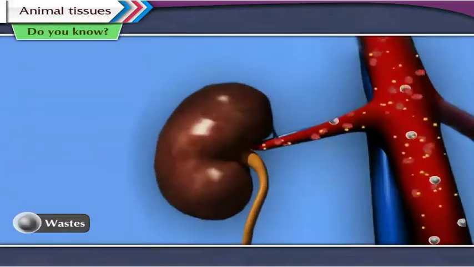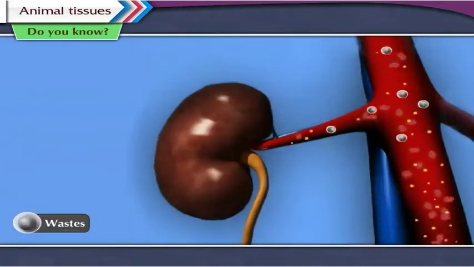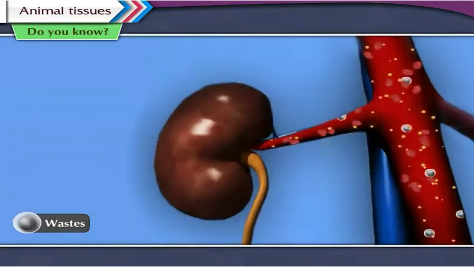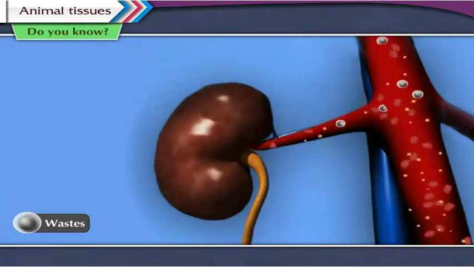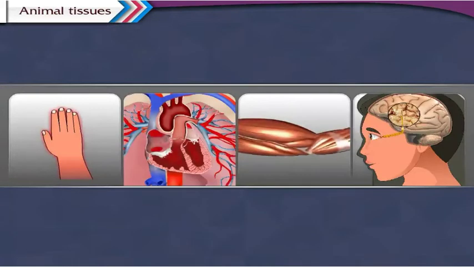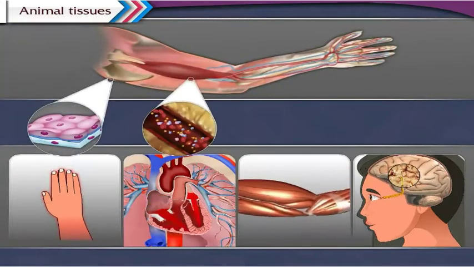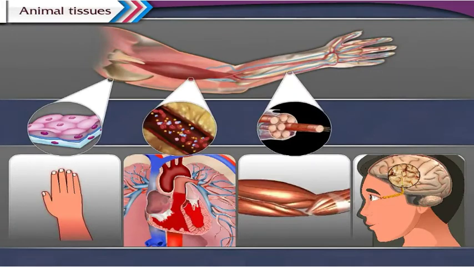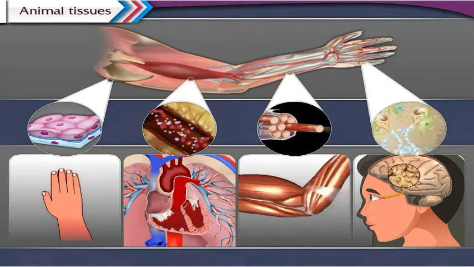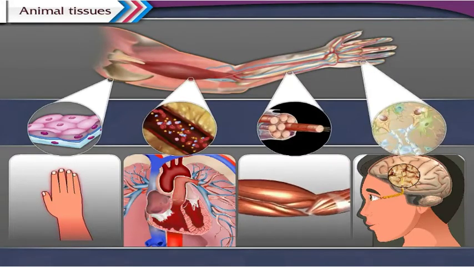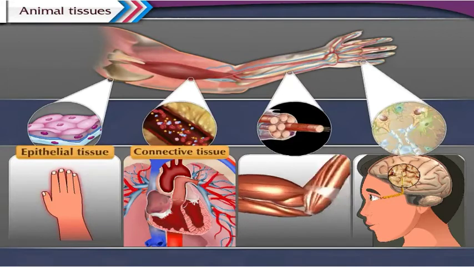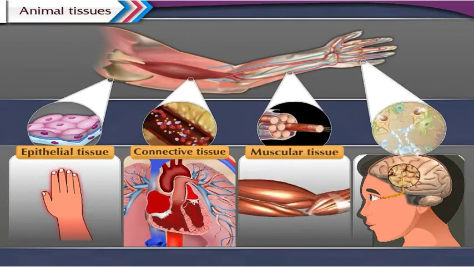It also collects wastes from all the parts of the body and carries them to the liver and kidney for disposal. Different organs carry out different functions. On the basis of the functions they perform, tissues are classified into different types. The main types of animal tissues are epithelial tissue, connective tissue, muscular tissue, and nervous tissue.